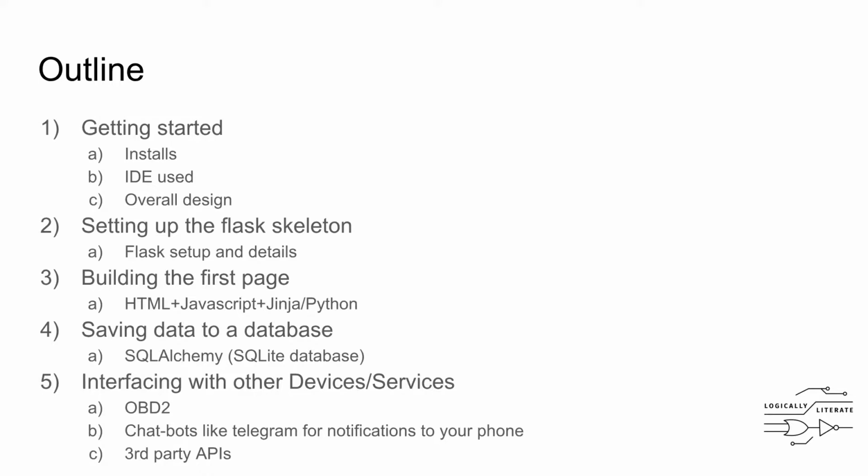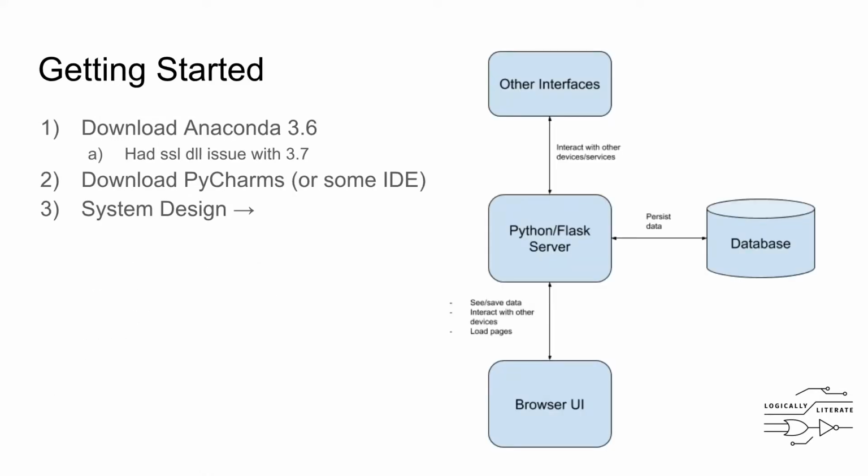So let's get started. First off, you'll need to download Anaconda 3.6. To do this, you can download 3.7 and then revert back to 3.6. I'll have in the description the command to use to revert. I tried to use 3.7, but there was a DLL issue with the SSL library. So 3.6 will be the one we'll use for this tutorial.